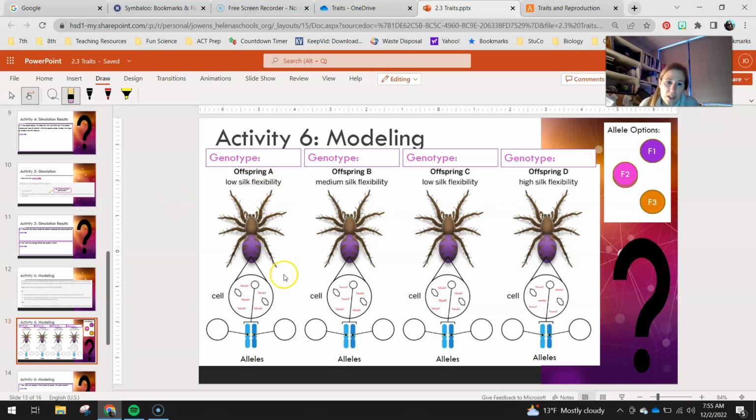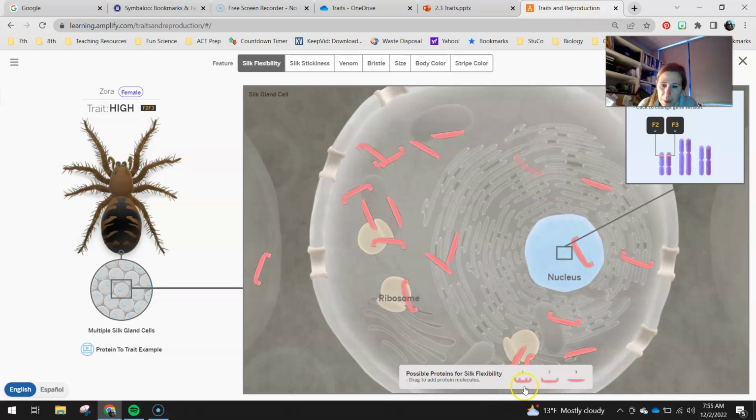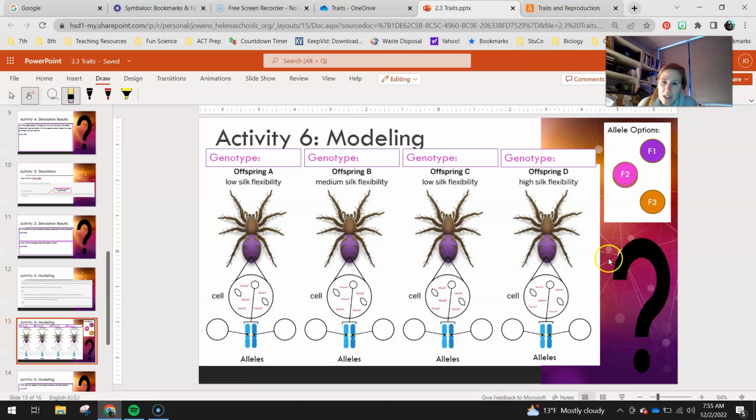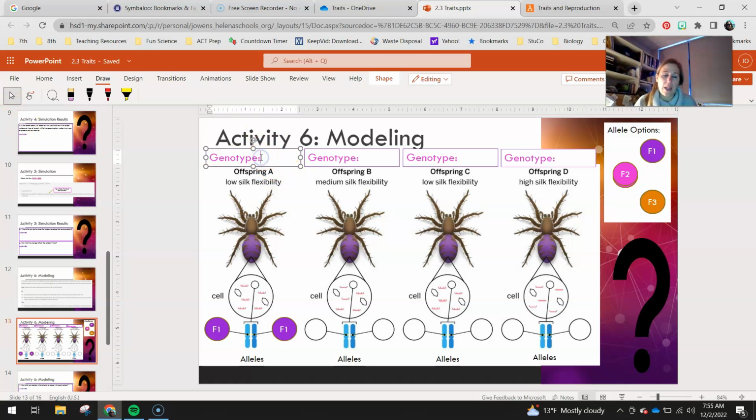So offspring A has low silk flexibility. And if I notice, I have all of protein number 1. So because I have all of protein number 1, I'm going to assume that I just have F1, F1. So I'm going to drag an F1 and another F1 down here. And then up here, I'm going to type in the genotype. Remember, we get 1 copy of our gene from mom and 1 copy from dad, and that forms the offspring's genotype. So my genotype would be F1 from mom, F1 from dad.